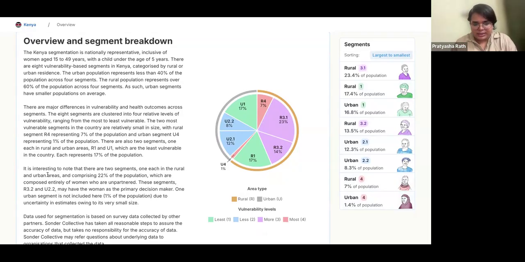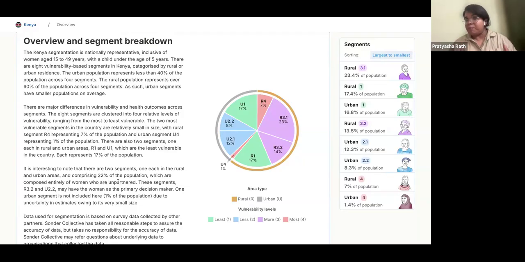Like, for instance, let me call this out. It's interesting to note that there are 2 segments, one each in rural and urban areas, which comprise 22% of the population, which are entirely composed of unpartnered women. So this is something we want to offer you in a snapshot: while there are 8 segments, there are 2 segments which you'll come to through the course of your exploration, which are composed entirely of women who are not in relationships or not partnered at the present moment.